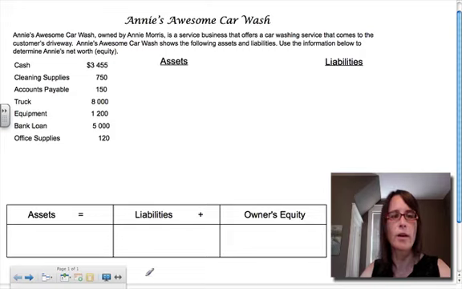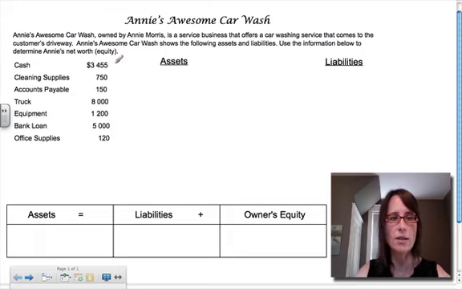So if you know the total value of the assets and the total value of the liabilities, you could figure out what Annie's worth. Now, Annie's business is a service business that offers car washing services to customers at their own home. And on the left-hand side of your screen, you will notice that Annie has a series of accounts starting with cash, cleaning supplies, and so on. So in order to figure out what Annie is worth, we need to figure out the value of her assets.